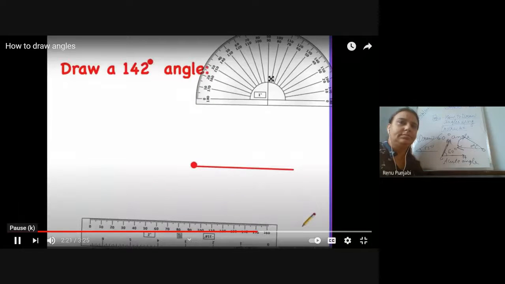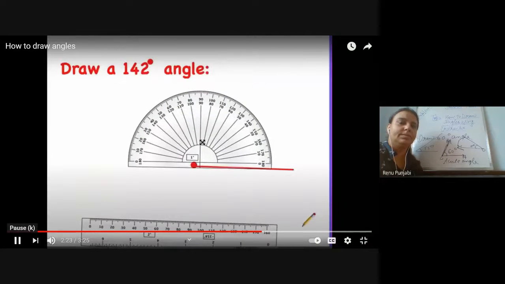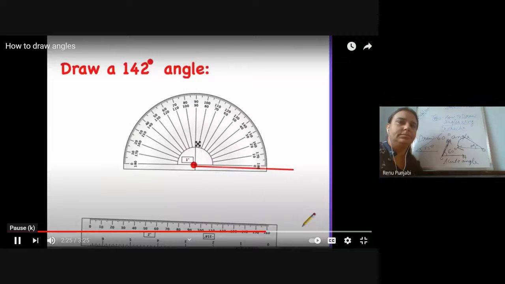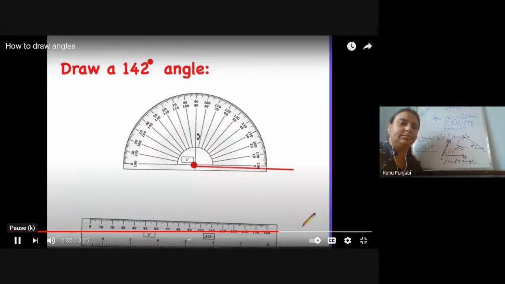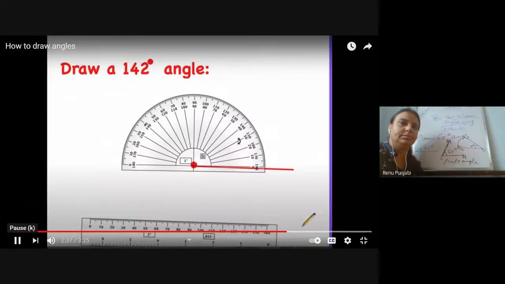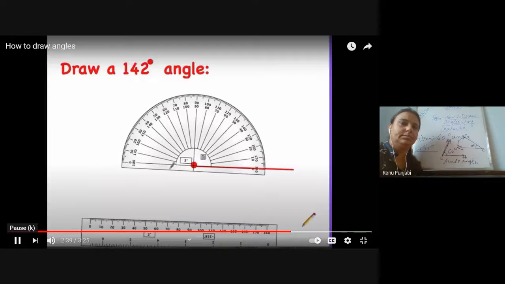Move that out of the way. Line up the protractor so the vertex is on that cross. And now we need to move the protractor so that our baseline lines up with 0, right on it. Just like that. Now with our pencil, we're going to find 142. Now on the right side, I want to use the inside numbers because I want to start out at 0.